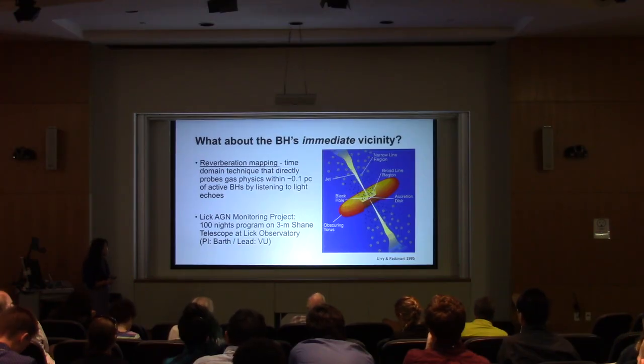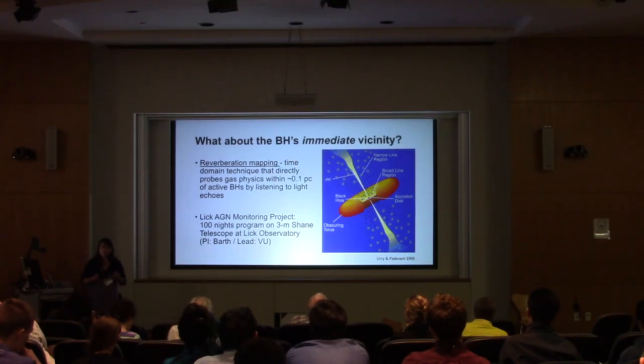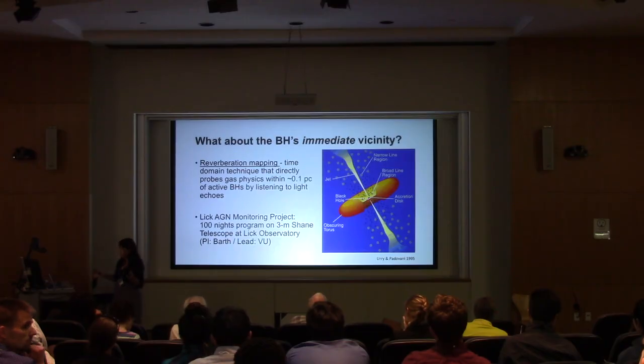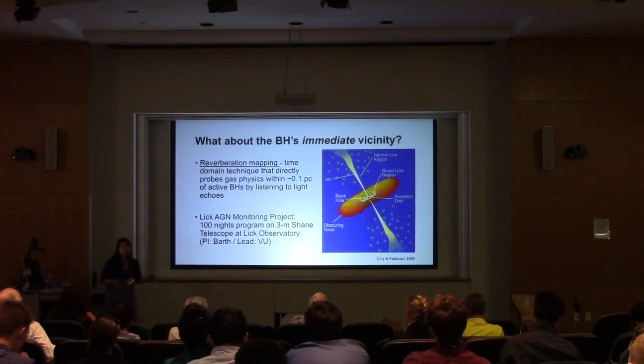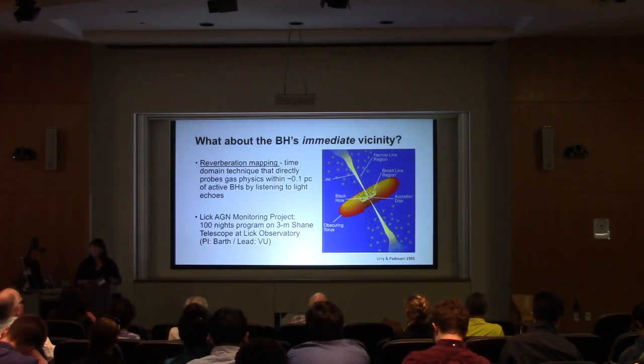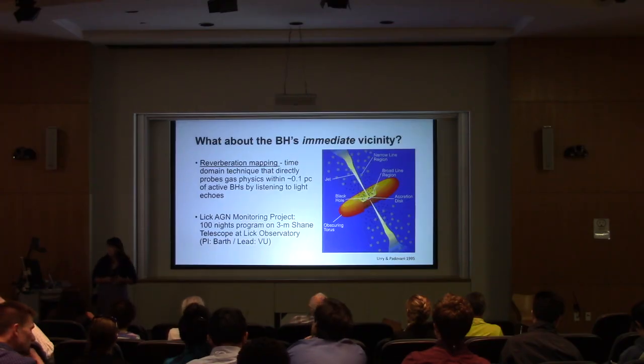Now, something that's a topic that's sort of near to my heart is thinking about not just black holes in the tens of parsec scale in the galaxy environment, but also its immediate vicinity. And so if you want to look down to, for instance, the broad line region and accretion disk area of the black hole, you cannot basically spatially resolve this right now, but you can do that with reverberation mapping, which is a time domain technique that allows you to directly probe the gas physics within the 0.1 parsec region of AGNs by listening to light echoes.